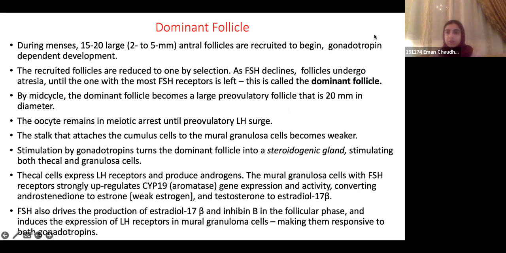So the dominant follicle now responds the most to FSH, and then it grows into the largest form. And at the same time, because so much estrogen is being released, that is now causing a positive feedback loop with the pituitary, telling it to release more LH. And then now thecal cells start to express LH receptors and produce androgens at the same time. And that's important because you're going to be using these androgens for estrogen and progesterone production later, right?